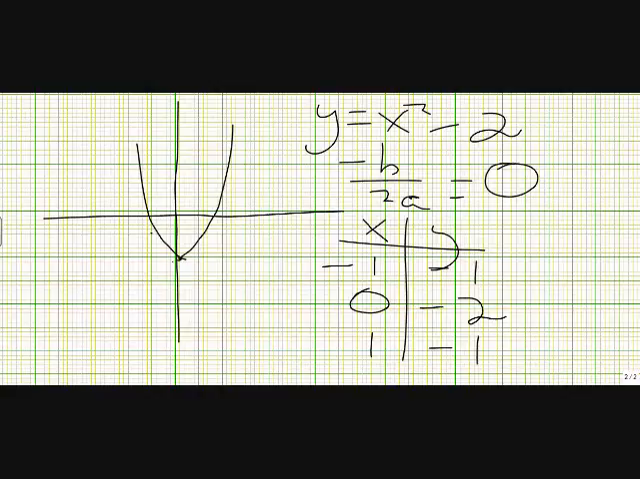So in y equals x squared minus 2, a is 1, b is 0, and c is -2. Okay? So why is a 1? Because there's a coefficient of 1 in front of the x squared. And b is 0 because there is no linear term. It's 0x. C is -2.